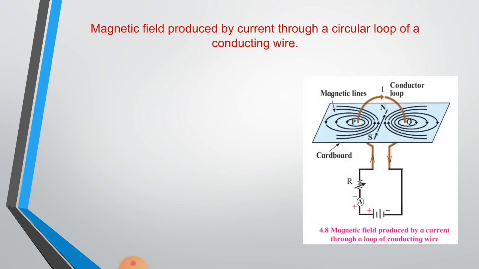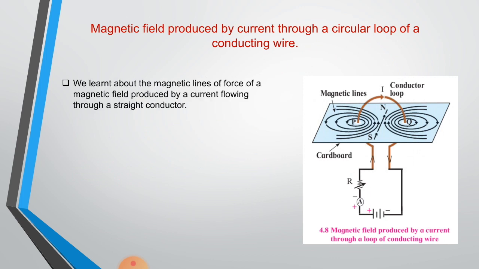Then the second point, the last topic of today's class is magnetic field produced by a current through a circular loop of a conducting wire. Okay, so we have learnt about magnetic lines of force of the magnetic field produced by a current flowing through a straight conductor. So what will happen to the magnetic lines of force of the field produced by a current flowing through a loop made by bending the straight line?